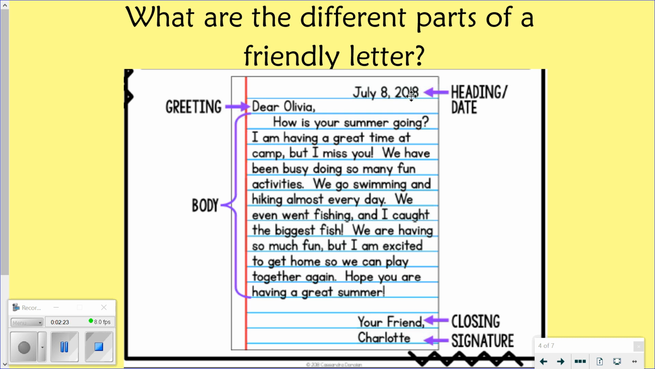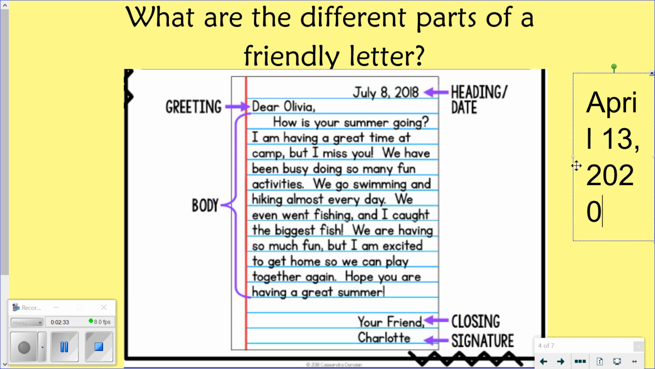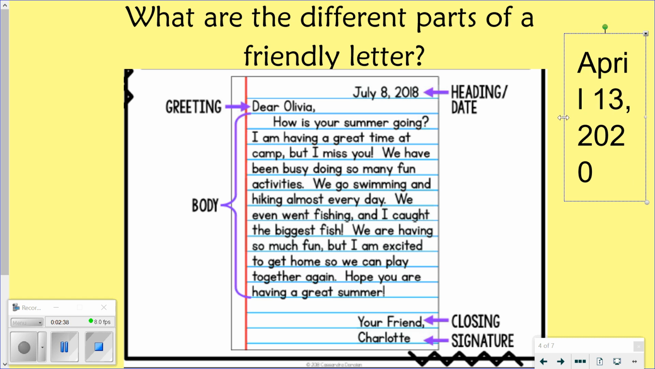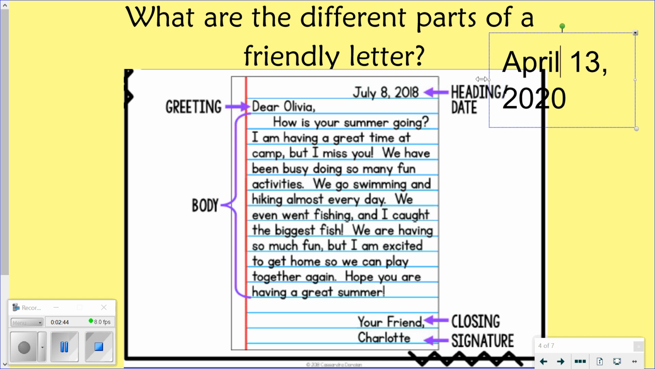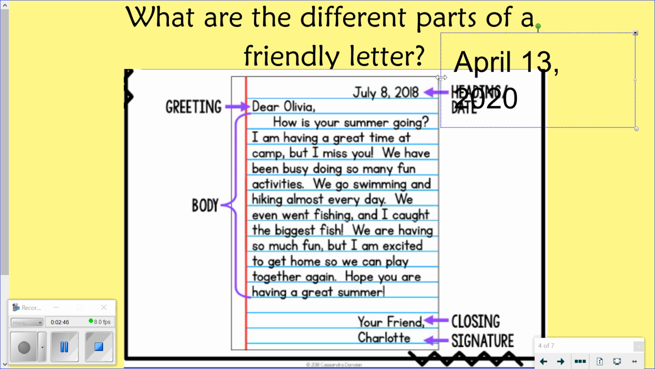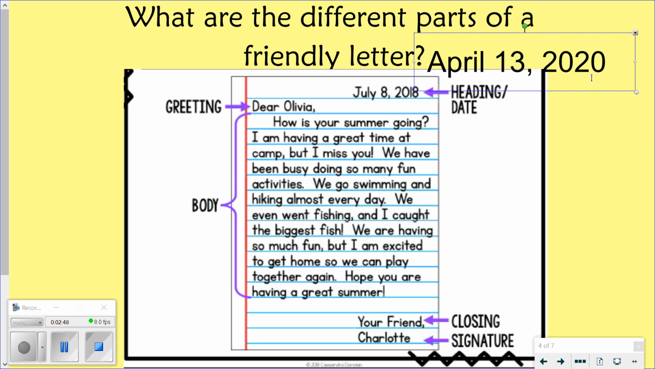So you are going to be writing a letter today. So your date will be April 13th, 2020. And you will put that up at the top of your paper. And you want to make sure that you capitalize the A in April, because that is a month and we capitalize the months. Okay, so you're going to put that.